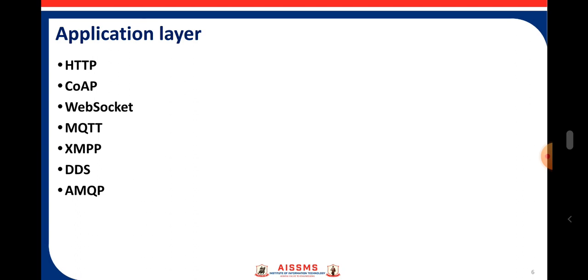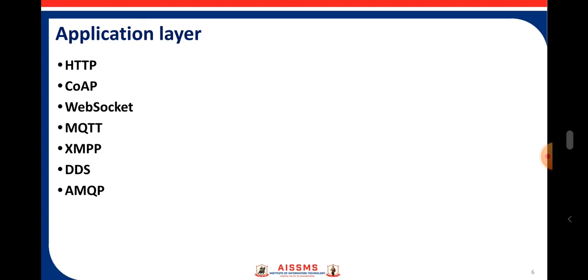MQTT is a machine-to-machine connectivity protocol, and it was designed as an extremely lightweight publish/subscribe messaging transport, useful for connections with remote locations where a small code footprint is required. The next, XMPP, Extensible Messaging and Presence Protocol, is a communication protocol for message-oriented middleware based on XML. It allows the near real-time exchange of structured yet extensible data between any two or more entities.